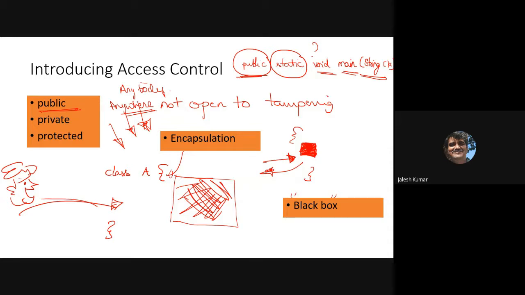Why is main public? Please remember in Java, main resides inside a class. Outside the class, like C++, we are not writing main. Everything should be in a class. That's why Java is a purely object-oriented language. C++ is impure, it is not a purely object-oriented language.